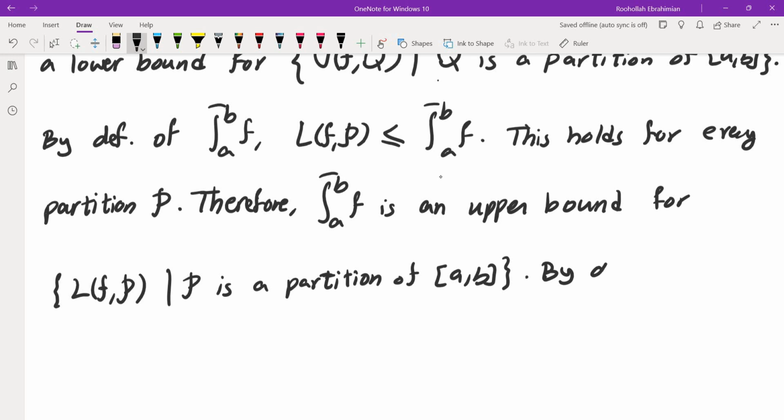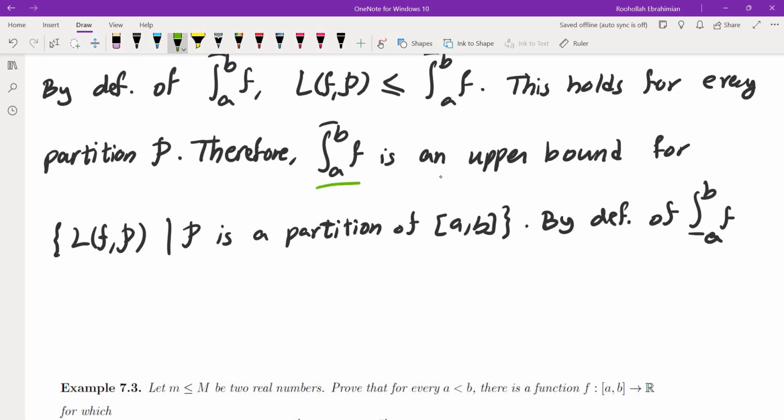So by definition of lower integral, it is the supremum of this set. This one is one upper bound. This is the supremum, so the supremum must be less than or equal to that. This is an upper bound, and this is the least upper bound. So by definition, lower integral of f, which is the supremum, must be less than or equal to the upper integral, which is one upper bound. And that's exactly what we wanted to prove.